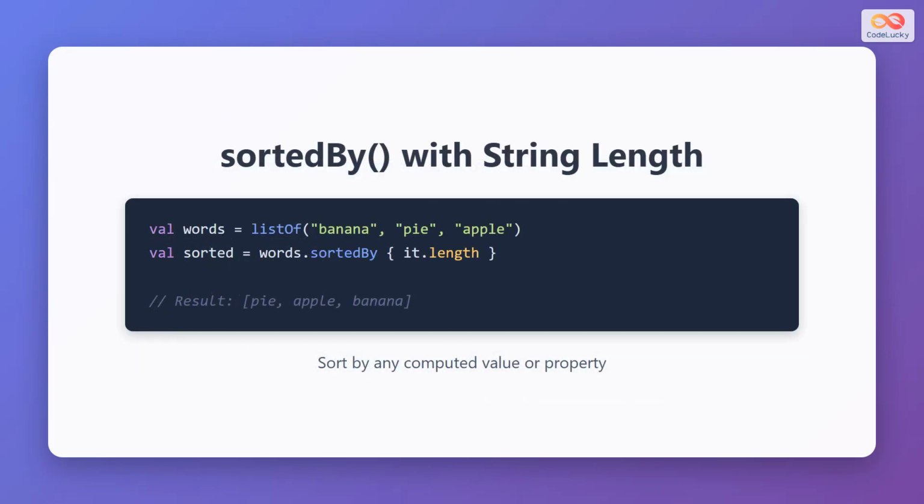The sortedBy function isn't limited to object properties. You can sort by any computed value. A common example is sorting strings by their length. If we have a list of words, banana, pie, and apple, we can sort them by length using sortedBy with a lambda that accesses the length property. The result is pie first with 3 characters, then apple with 5 characters, and finally banana with 6 characters. This demonstrates how sortedBy provides flexibility in choosing your sorting criteria.